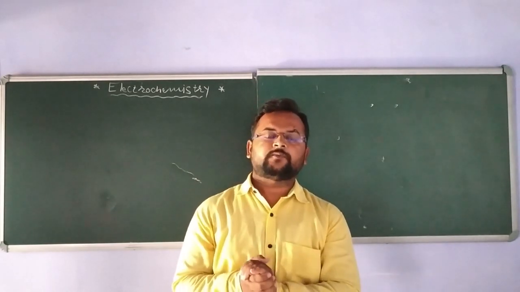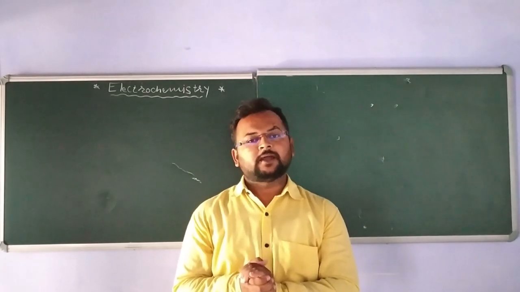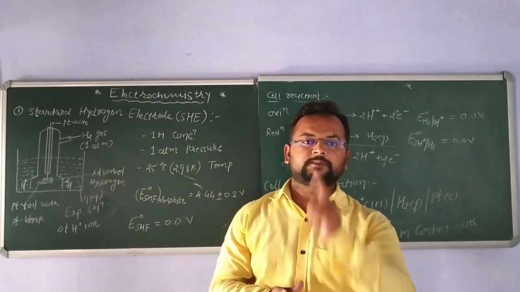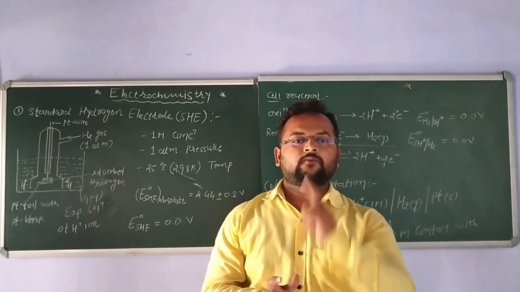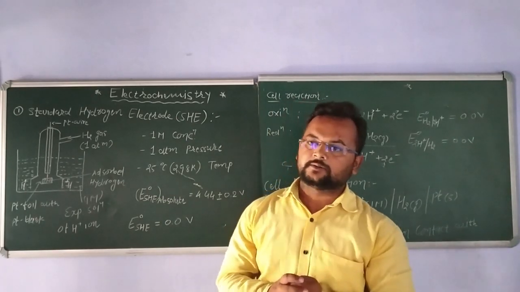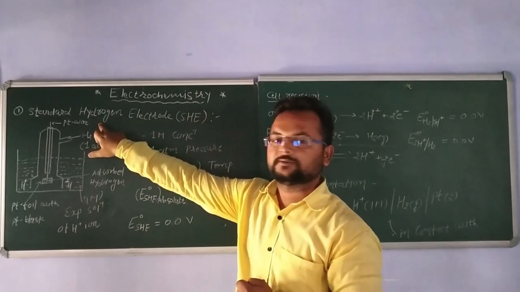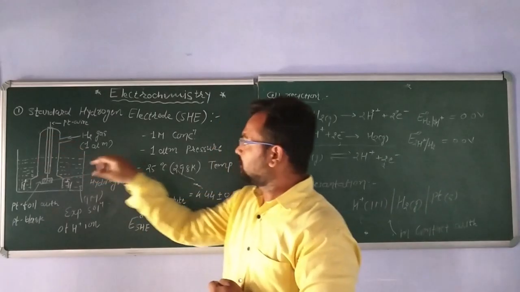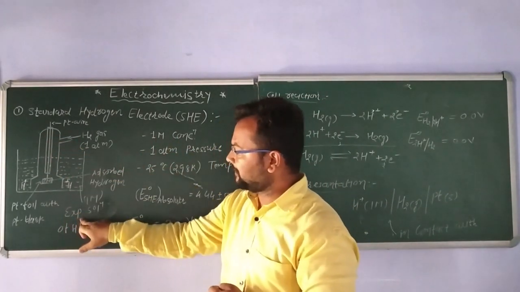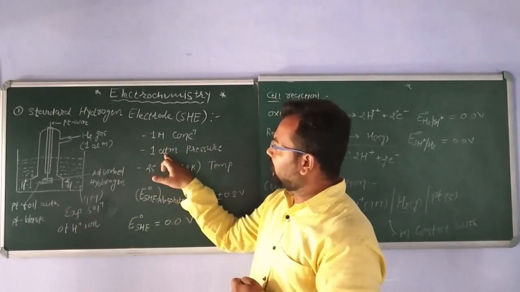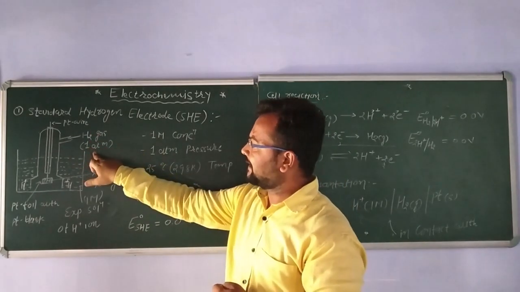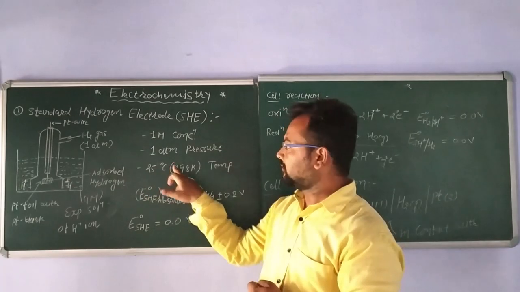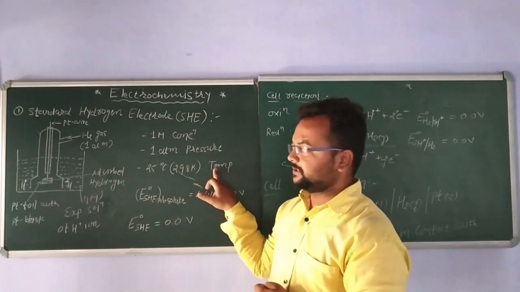Let us discuss the first reference electrode, the standard hydrogen electrode, SHE. Why do we call it the standard hydrogen electrode? This electrode is made up of hydrogen gas and is used in standard conditions. That means 1 molar concentration of the experimental solution and 1 atmospheric pressure of hydrogen gas, and this electrode is used at 25 degrees Celsius or 298 Kelvin temperature.